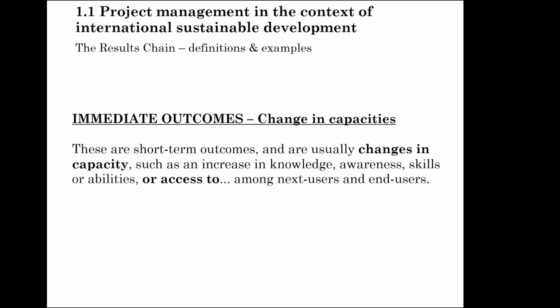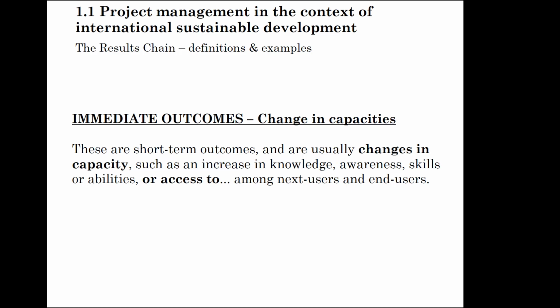Immediate outcomes, like I said, have a more short-term nature. They relate more to changes in capacities, like the increase in knowledge or awareness or skills, abilities, or access to something, to capital for instance, among the next users and end users. An example would be the increased knowledge of soil and water conservation measures in the plains of some region X. So this is a precondition for an intermediate outcome like the increase in productivity, for instance.